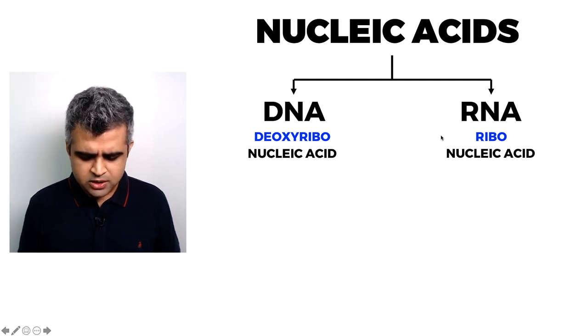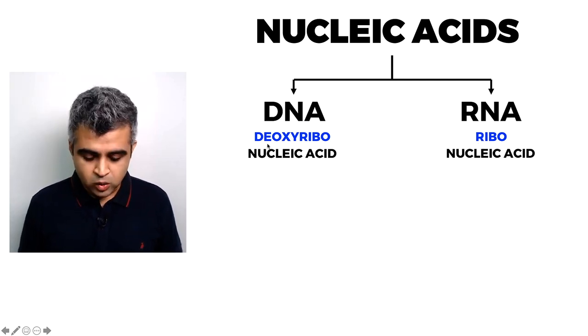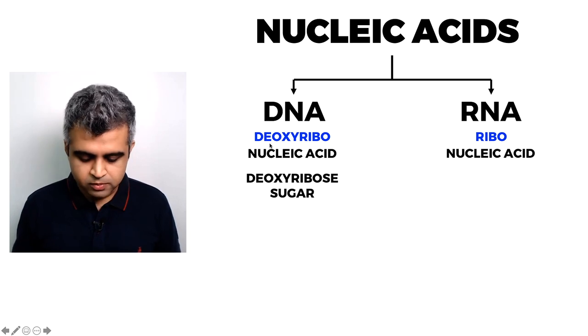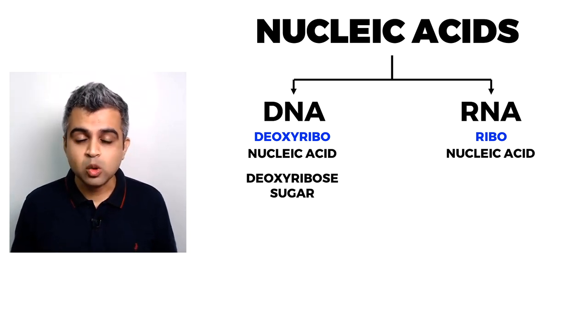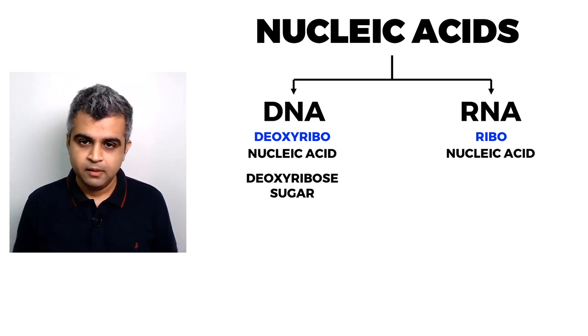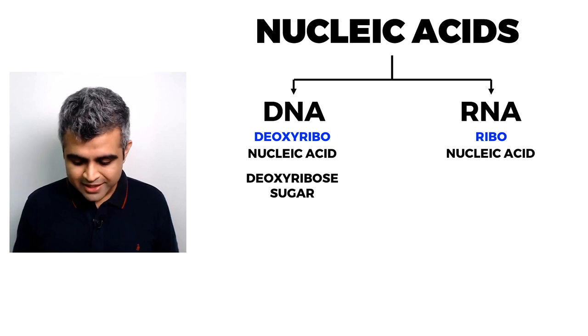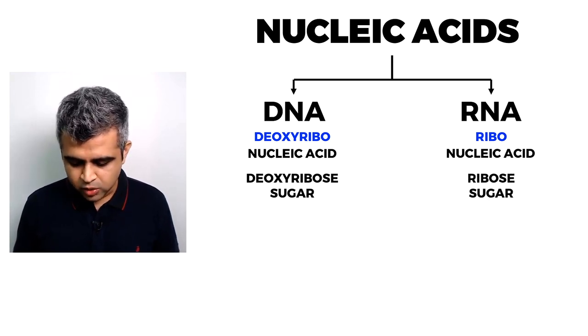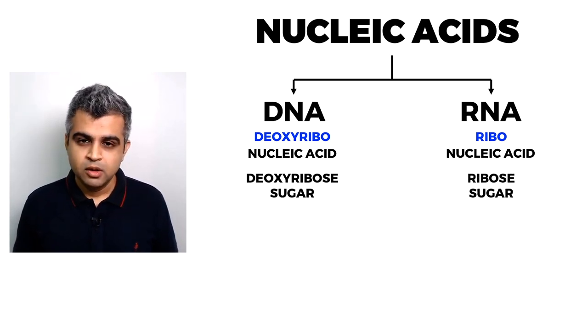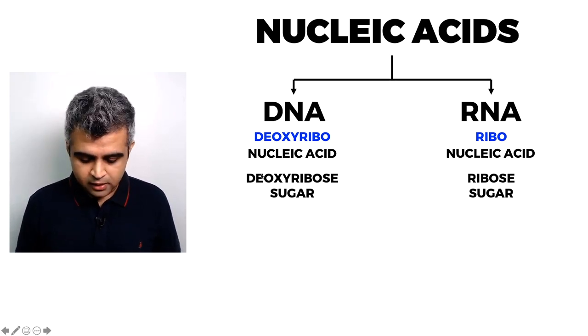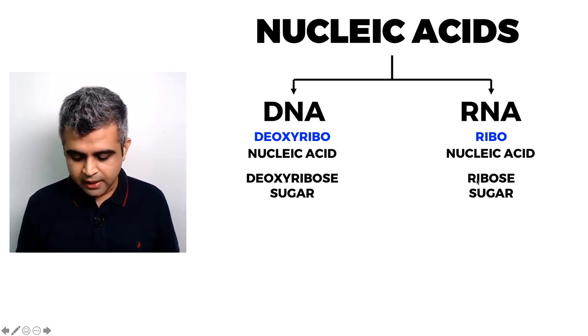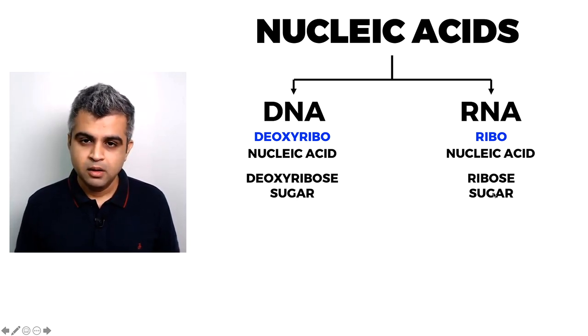So what is this deoxyribo and what is ribo? Deoxyribo stems from the deoxyribose sugar that is found in DNA. So DNA has a sugar called deoxyribose sugar. It's a 5-carbon sugar, whereas RNA contains a 5-carbon sugar which is ribose. So the main difference in the name is because of the sugar found in the respective acid. DNA has deoxyribose sugar, whereas RNA has ribose sugar.